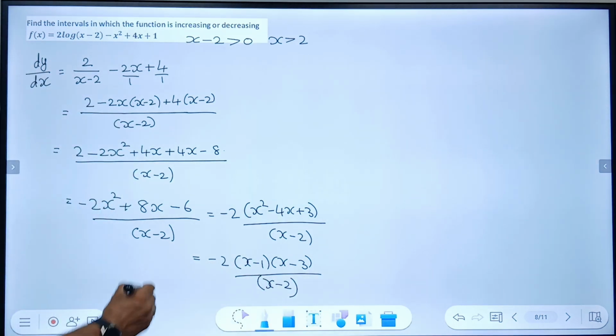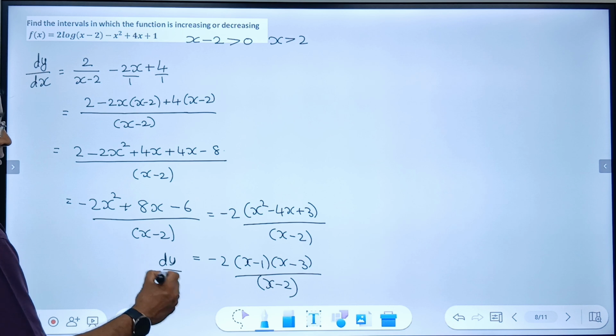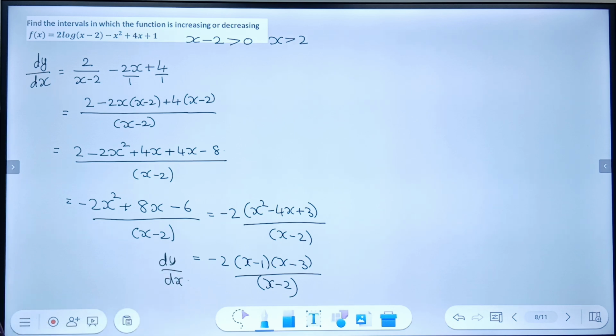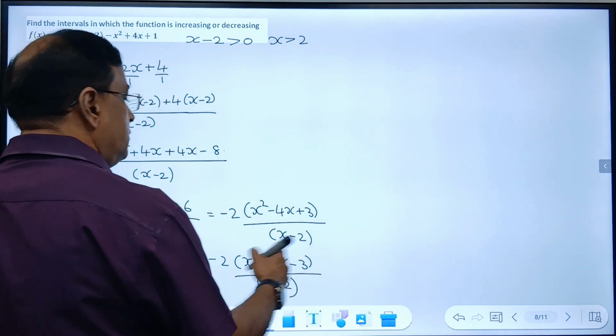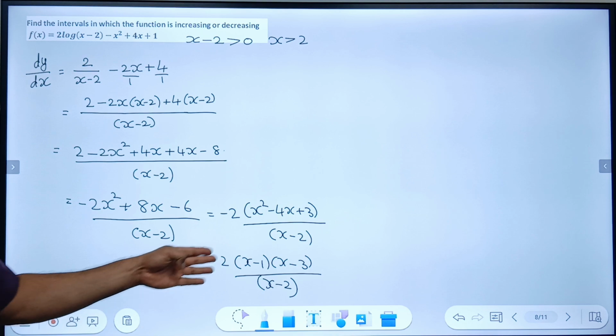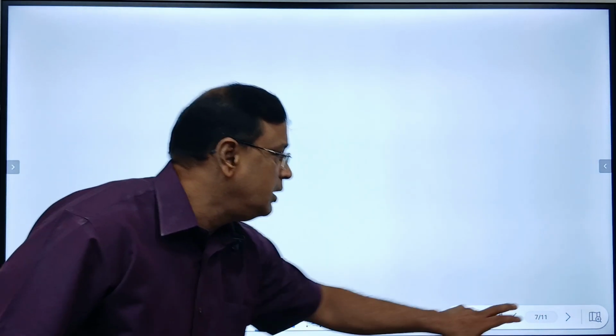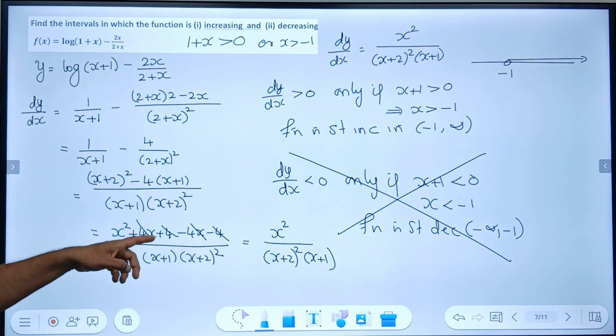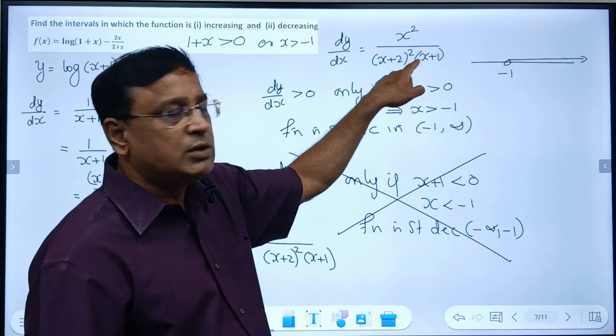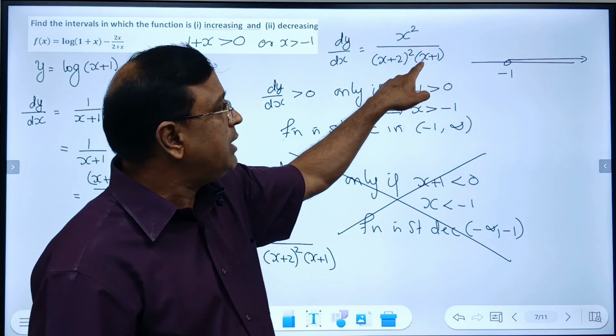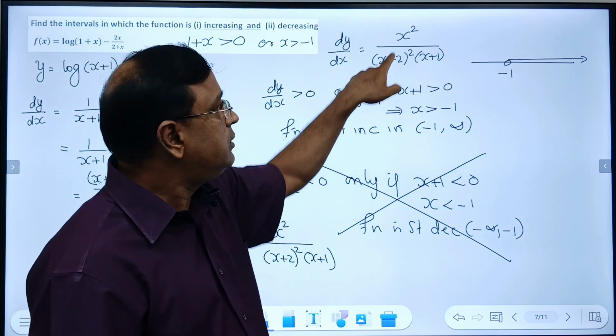Correct? So this is my dy by dx. Now how do I find the critical point? Here it's very difficult to look at positive. In the previous problem, it was very clear that only this x plus 1 could be negative or positive. All other terms were positive. But here it is very difficult.